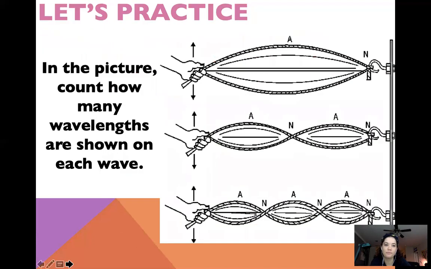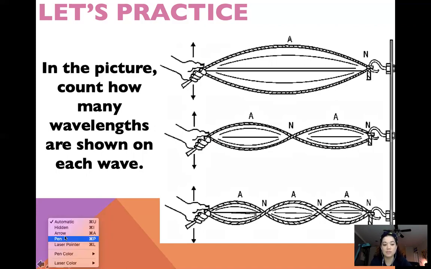Moving forward. All right, let's talk about how many wavelengths we see in these pictures. Take a second and write them down. This is problem 1, problem 2, problem 3. Pause me, go for it. All right, talking about it.